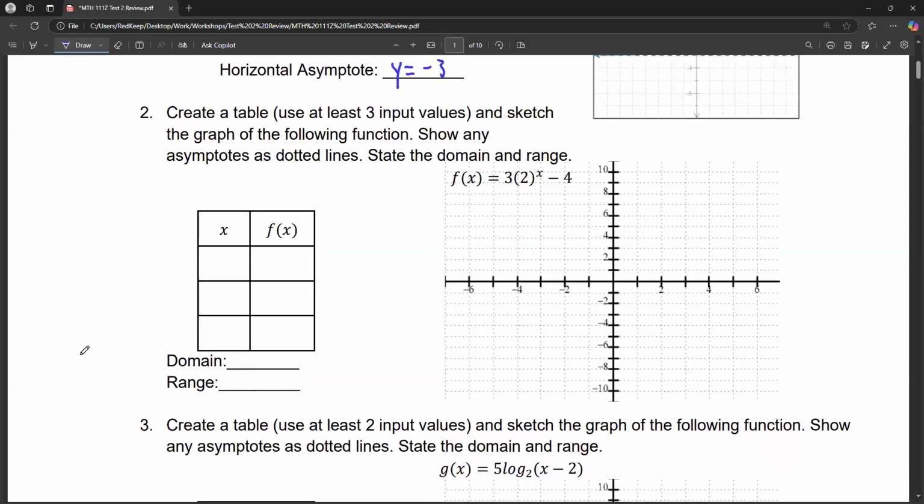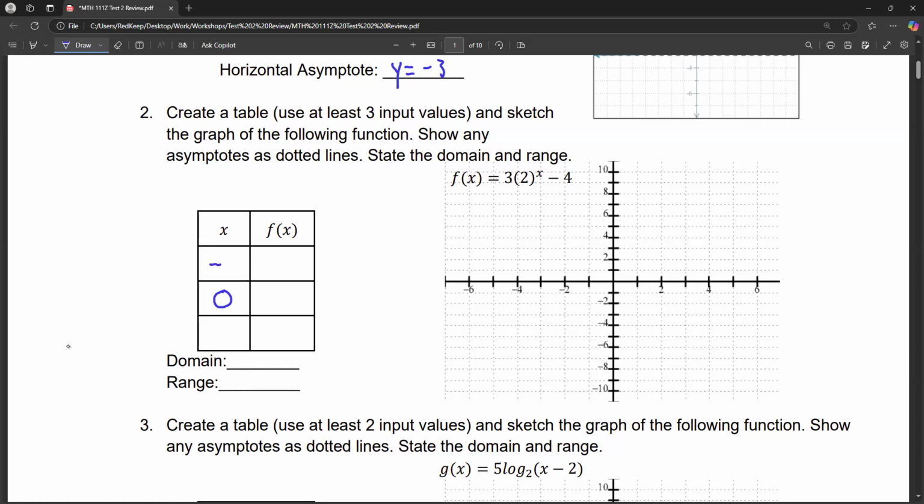I think the big idea with this one, we're supposed to create a table and sketch the graph of the following function. And they tell us that we need to use at least 3 input values. Makes sense. Right away, I would suggest picking nice points here if you can, because it's up to you what points you'll plug in. Usually we'll have 0 as one of those points, so I'm just going to go ahead and plug that one down there. That is a nice point, and it usually is something that we'll plug in.